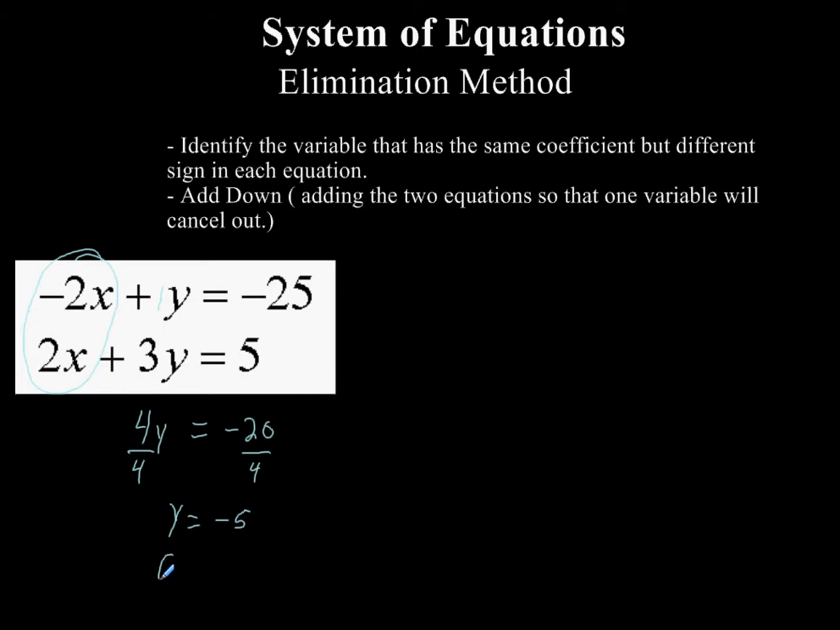Now, if we're looking for that intersection point, we require both an x and a y value. We have the y value, it's -5. Now we must find the x value. So we take the value of y and substitute it back into one of the original equations. Let's take this one here, rewrite it, 2x plus 3y equals 5. And in the place of y, let's substitute the value of y.